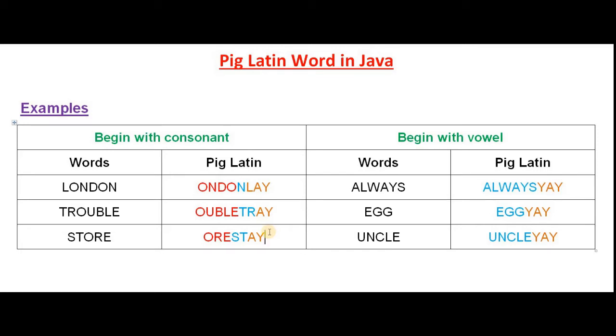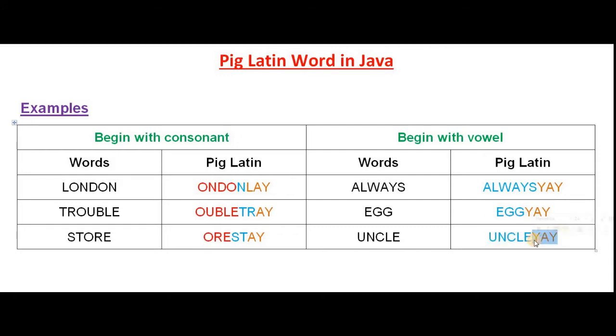But in case of starting with a vowel, the Piglatin word will have 2 parts, like always, which starts with a, a vowel; egg starts with e, a vowel; uncle starts with u, a vowel. In those cases you can see 2 parts. Here also egg, 1 part, 2 part. In case of uncle, 1 part and 2 parts.